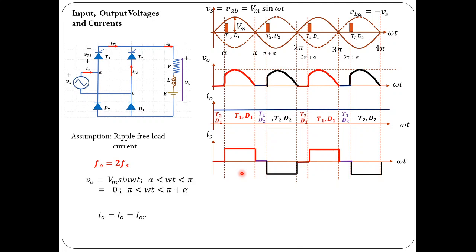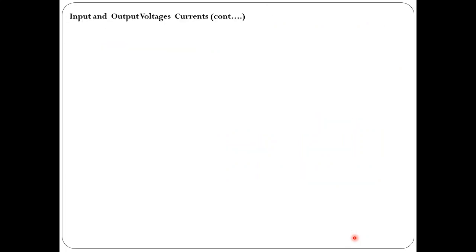Now V0 is equal to Vm sin omega t from alpha to pi, and it is equal to 0 from pi to pi plus alpha. Small i0 is equal to capital I0, that is the average value of output current, that is also equal to the RMS value of output current, that is IOR. Source current is equal to I0 for omega t ranging from alpha to pi, and 0 from pi to pi plus alpha, minus I0 from pi plus alpha to 2 pi, and 0 from 2 pi to 2 pi plus alpha. So use these mathematical expressions to derive the average and RMS values.